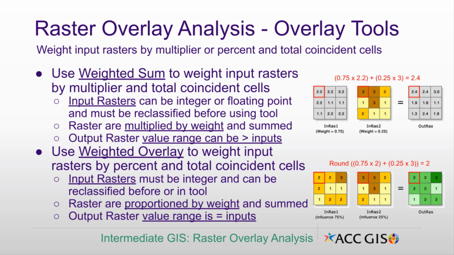So for me, which tool I use really depends on the analysis I'm running and whether my input rasters include decimal or floating point rasters, because that's going to be weighted sum, or maybe I want my composite raster to have the same value range as my input rasters. In that case, I'm going to use weighted overlay.